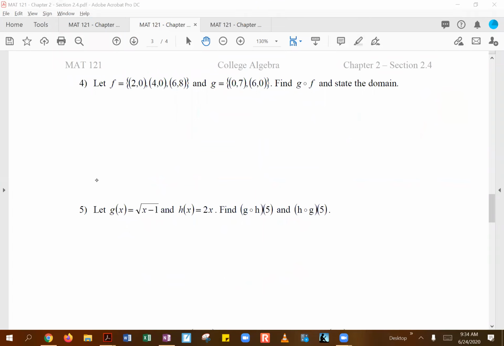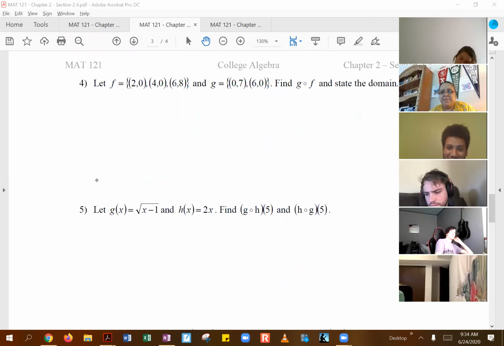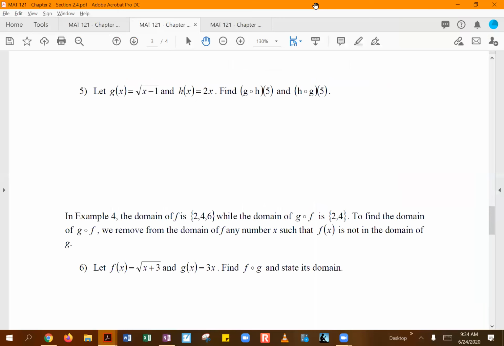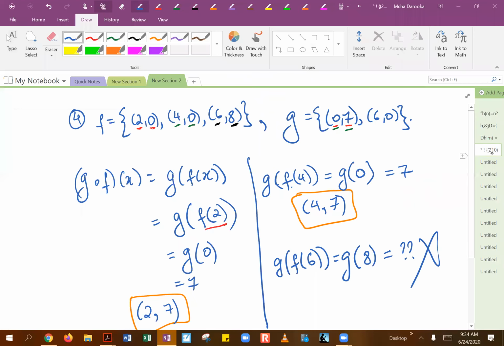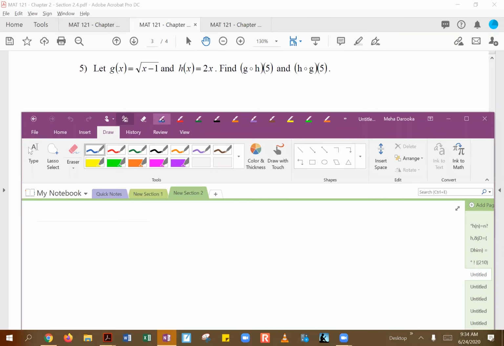So before we move on to the next example, do you have any questions on number 4? No? Okay, so let's take a look at how we can do the same thing, but now using equations instead of sets of ordered pairs, and what that will give us as a result. So let's look at number 5 over here. So we are given g of x as the function square root of x minus 1, and you are given h of x as 2x.